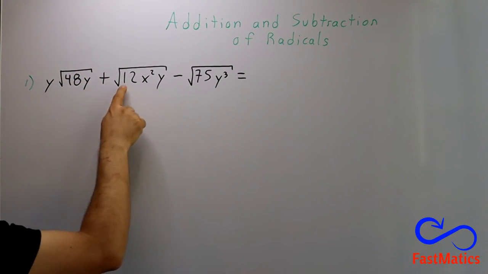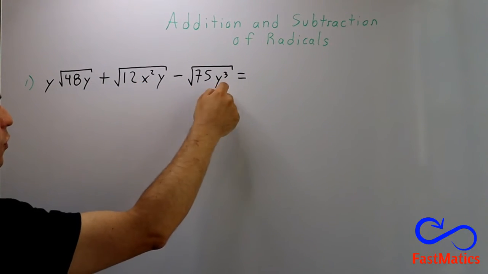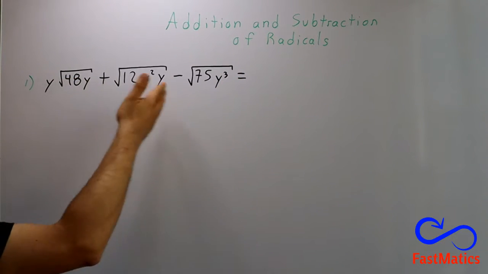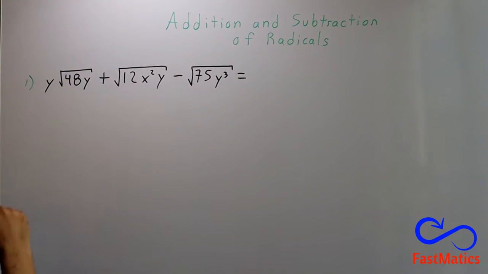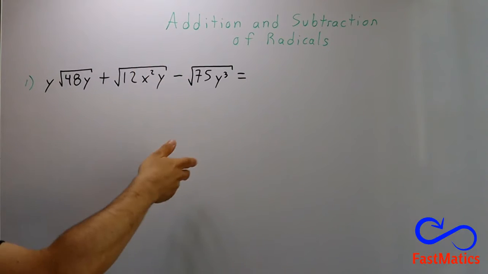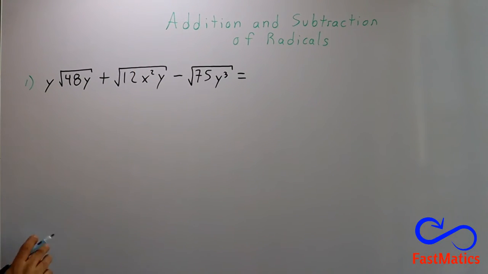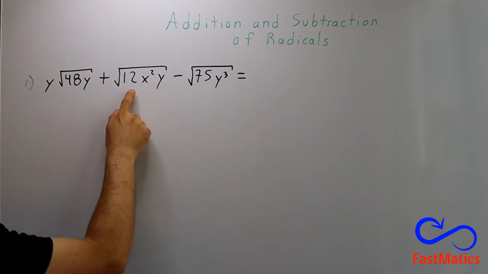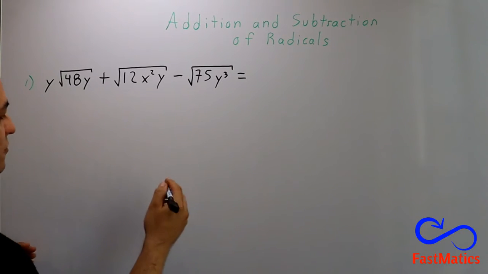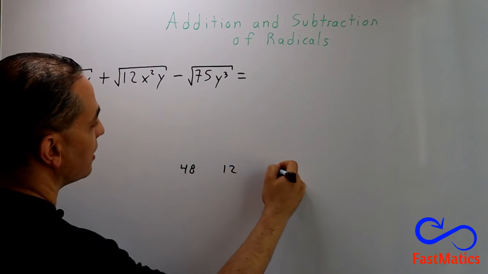48y, 12x squared y, and 75y cubed, it is not the same. So we are going to work to get the same roots, and after that we're going to simplify those expressions. Remember, I told you, when you have numbers into the roots, you have to factorize those numbers: 48, 12, and 75.